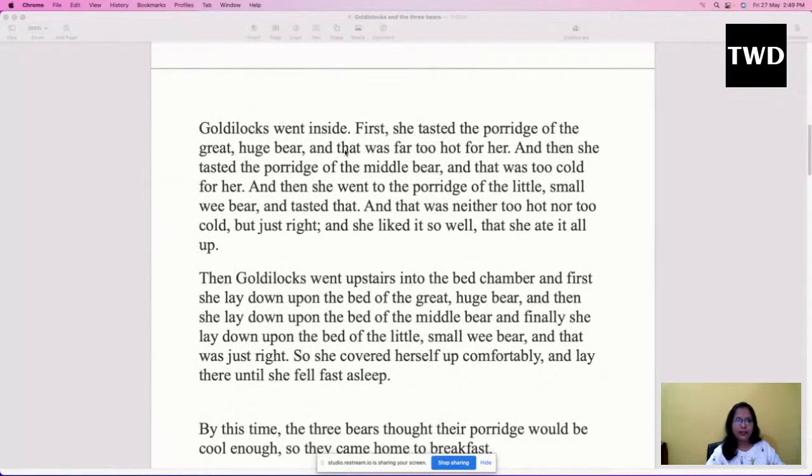Goldilocks went inside. First, she tasted the porridge of the great, huge bear, and that was far too hot for her. And then she tasted the porridge of the middle bear, and that was too cold for her. And then she went to the porridge of the little, small, wee bear and tasted that. And that was neither too hot nor too cold, but just right. And she liked it so well that she ate it all up.